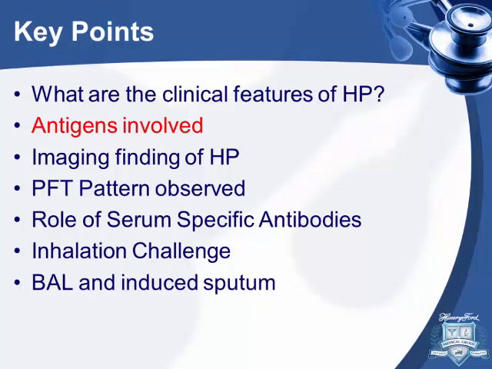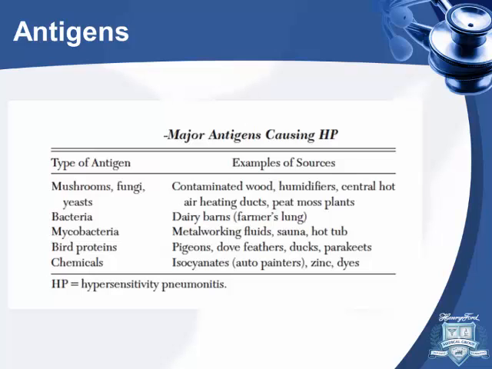So now we'll talk about antigens involved. These are some of the major antigens. Bird proteins are very common: pigeon, dove, ducks, and parakeets. You've got bacteria, and in terms of farmer's lung, which we might hear a lot about, there's actually very specific bacteria for that, Saccharopolyspora rectivirgula, something like that. Anyway, close enough, but they're very common for farmer's lung.